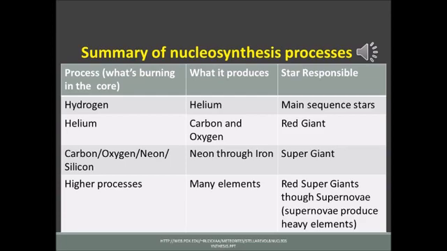Now we have carbon, oxygen, neon, and silicon that is going to start producing iron. Then in your supergiant through supernova, now you're going to start getting many of the higher and heavier elements. So remember, hydrogen to helium, helium to carbon and oxygen, and carbon all the way through iron. All of those are created through nucleosynthesis and fusion, whereas in the higher mass stars the heavier elements are created through the supernova.